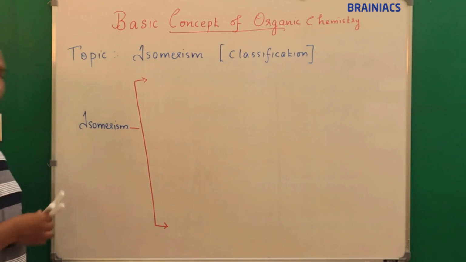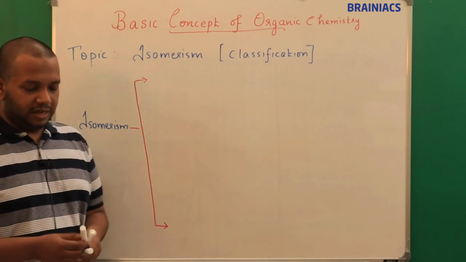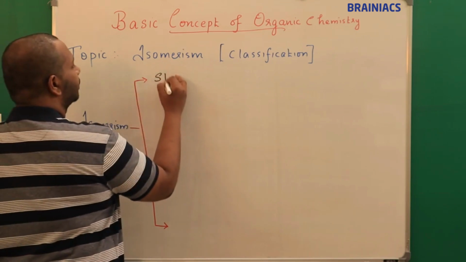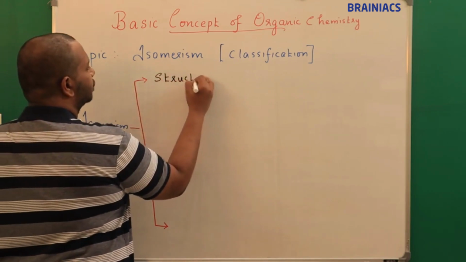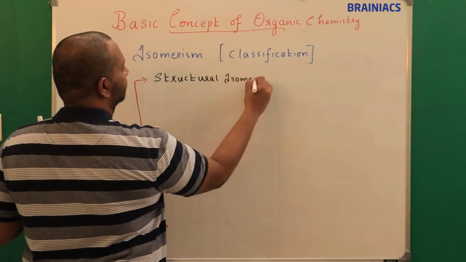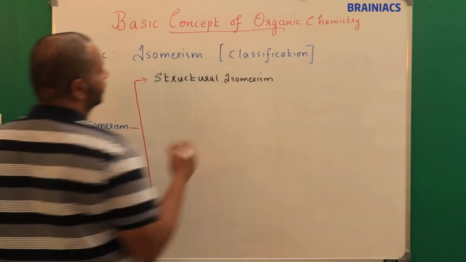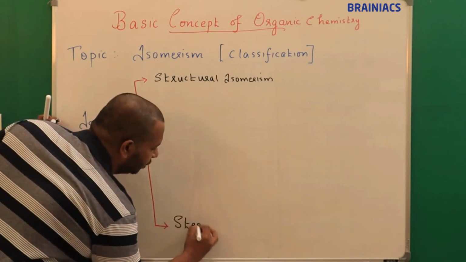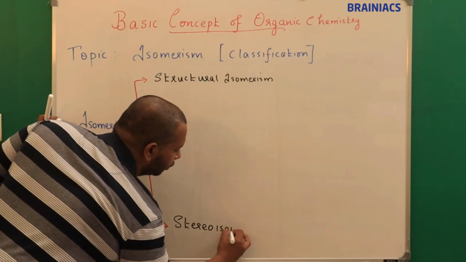What are the two broad classifications? I can say the one is called structural isomerism. What is it? Structural isomerism. And the other is called stereoisomerism.